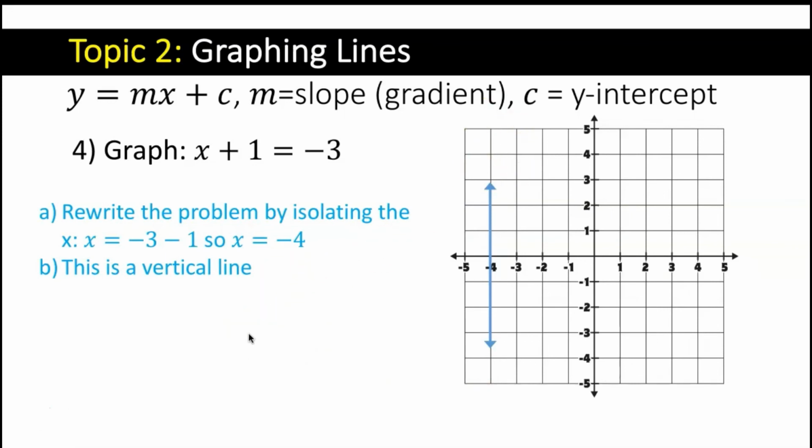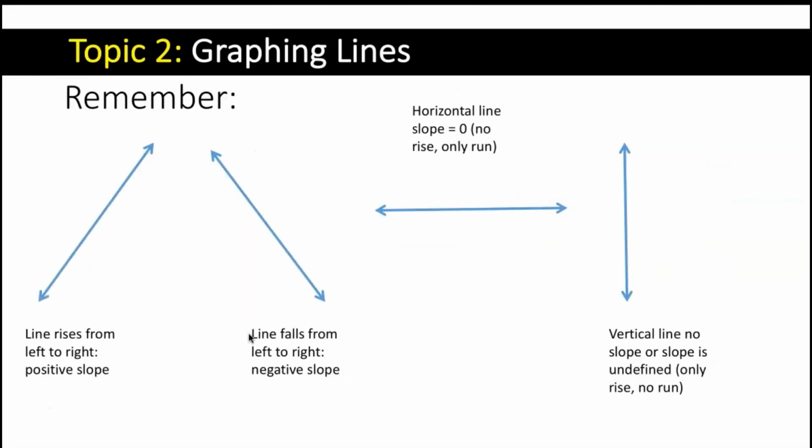Again, you want to isolate y in y equals mx+c, then identify your y-intercept and your slope, and connect the points. Remember, if the line is falling from left to right, then we should have a negative slope. If it's rising, we should have a positive slope. A horizontal line has a slope of 0. A vertical line has no slope, or is undefined.